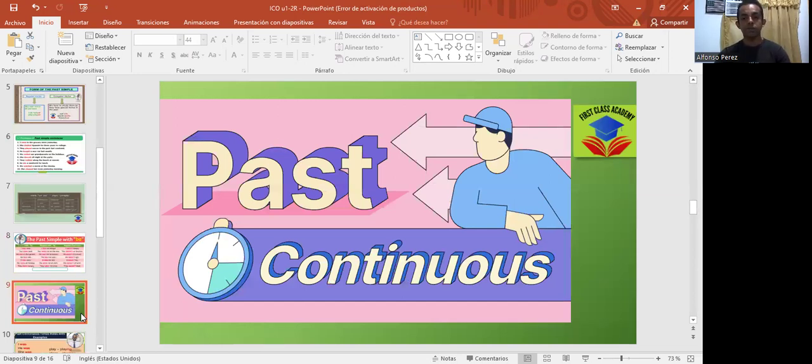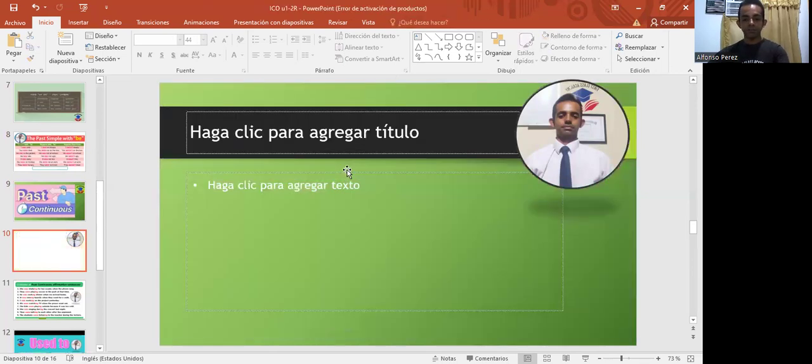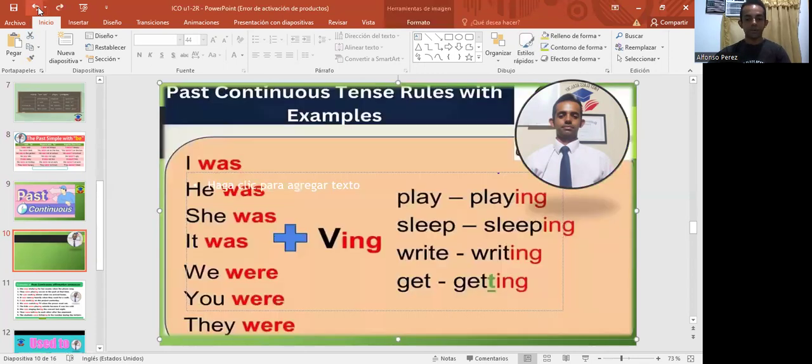We use the past continuous to refer to the main action or event in the past. Okay, let's take a look at this. So we have here, I was, we add the verb plus ing. I was playing, she was sleeping, it was sleeping, maybe the dog. We were getting something. You were playing, they were sleeping or writing.